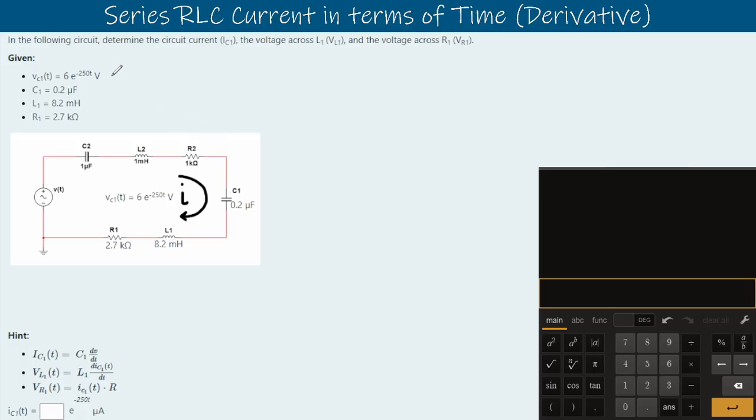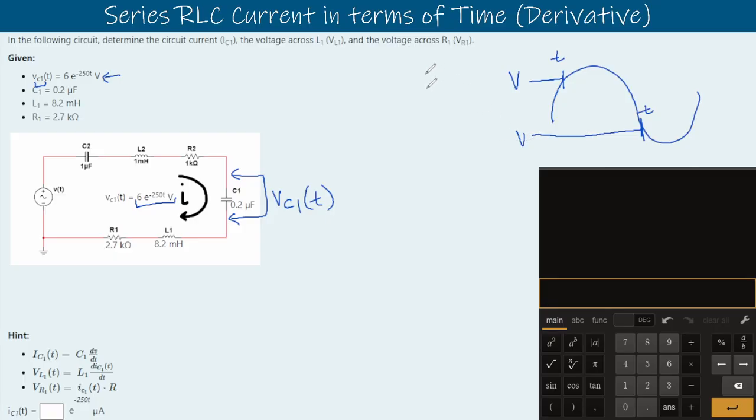They gave us voltage in terms of time across the C1 capacitor, VC1 of t. That's this over here, and that's 6e to the negative 250t. And that t is our factor. Remember, we're working with a sine wave here most of the time. So we could have a t factor up here that's going to give us a very specific voltage, or a t factor way down here that's going to give us a different voltage on our scale of voltage. We want to be able to track that, so we just set it in terms of time.